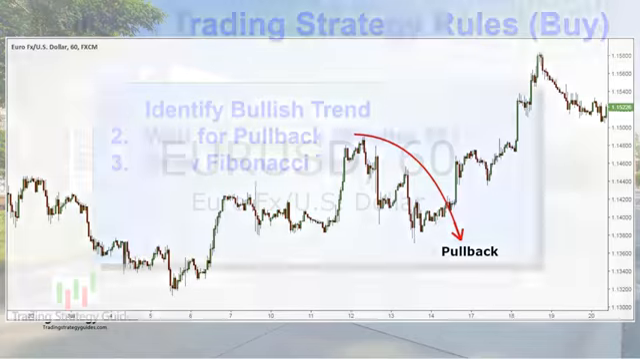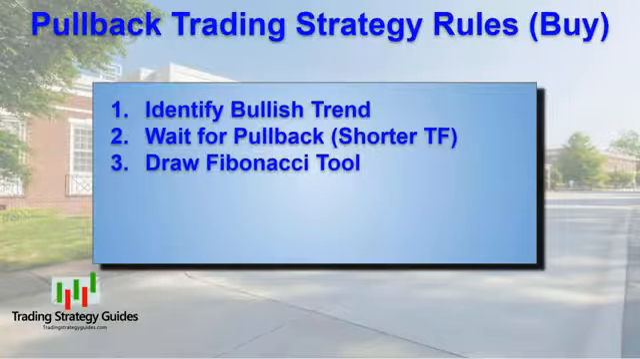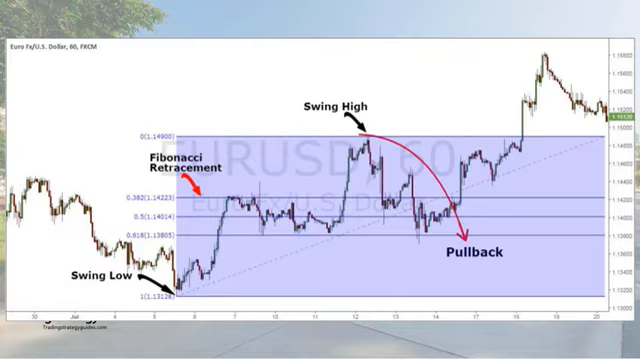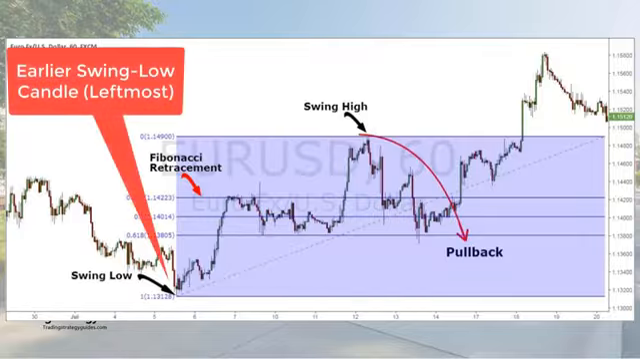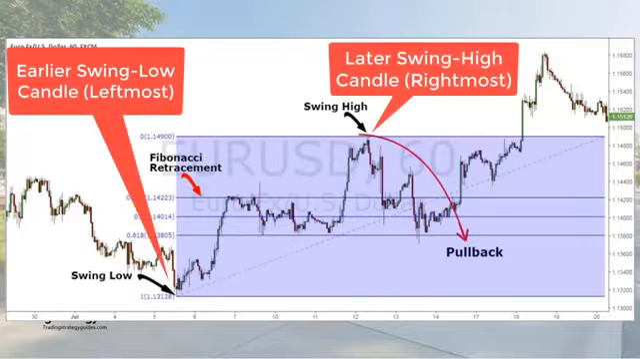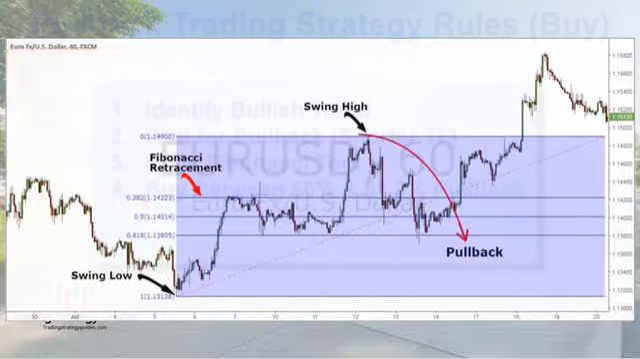pullback trading strategy. Step number 3, place your Fibonacci retracement indicator between the last swing high and swing low levels prior to the pullback. Identify the most recent swing low and swing high and place your Fibonacci retracement indicator between the two swings. Note that when you draw your Fibonacci retracement, you should click first on the earlier candle and then click second on the later candle. In other words, it should be placed from left to right. Next, we need to figure out where to enter the trade, which brings us to our next step.